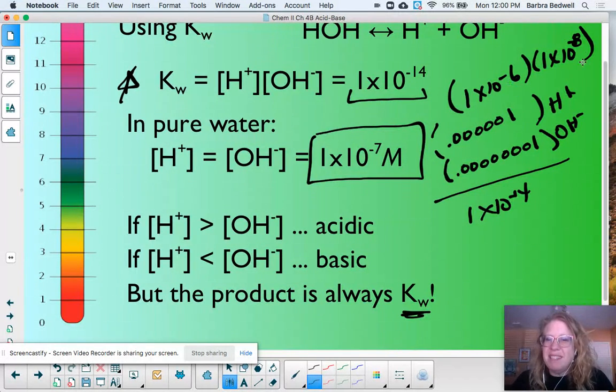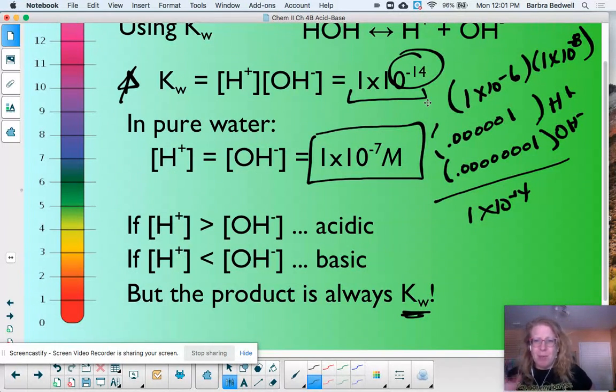10 to the minus 6 times 10 to the minus 8 is 10 to the minus 14th. The exponents add up to 14. They always do. It's a weird thing that happens, and again, this has to do with how logs work and all that kind of stuff. So I'll show you how we mathematically deal with this. But it's a really cool little mathematical tweaky thing that we can use.